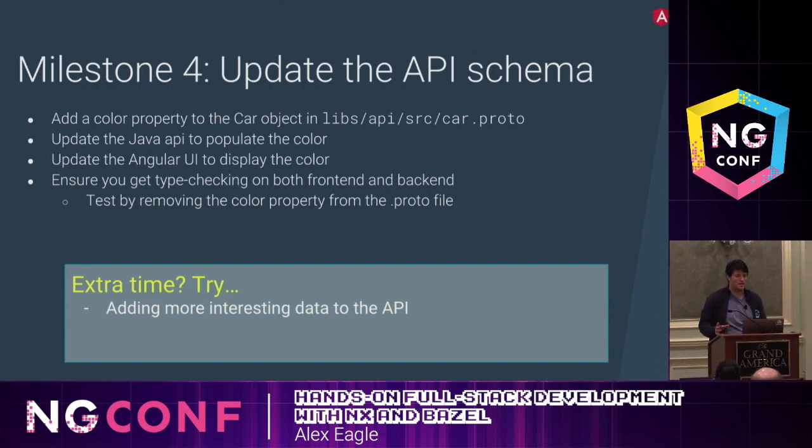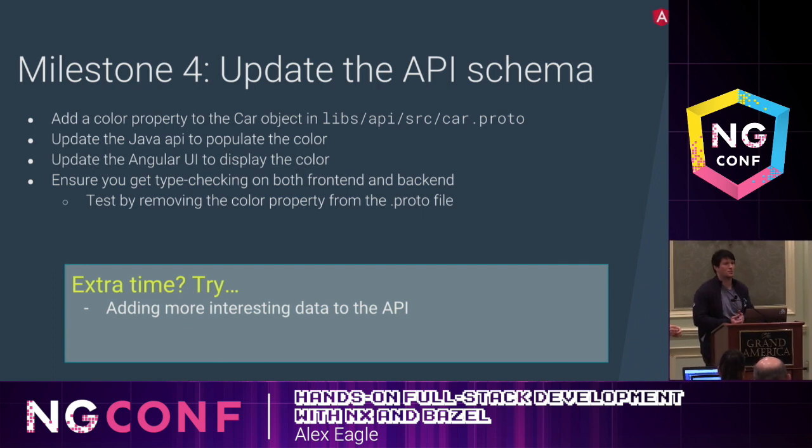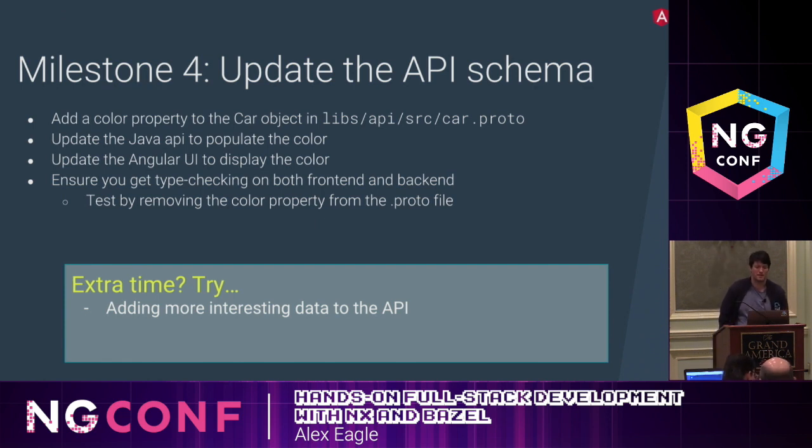So basically just go in and extend the proto object to have an additional property, following the pattern that's in there. It's the car.proto under libs API src. Just follow the same convention that's in there with the incremental ID. Doesn't matter, just put it at the end and increment the number by 1. And we also want to ferry that property through to the UI so that the list also displays the color now.